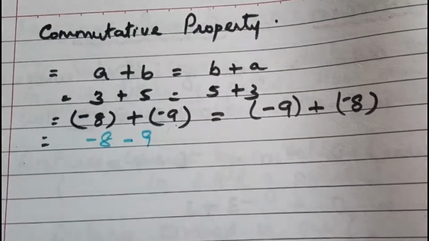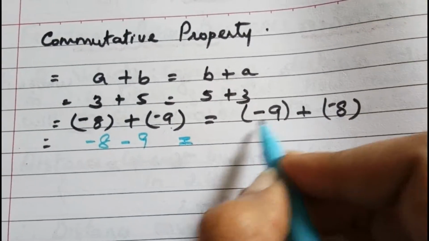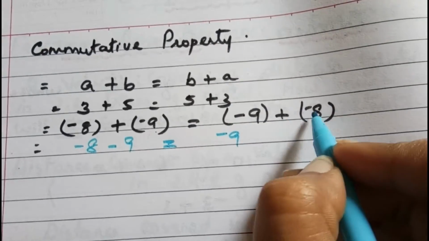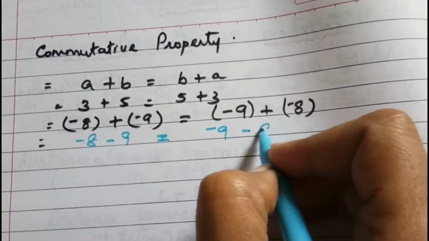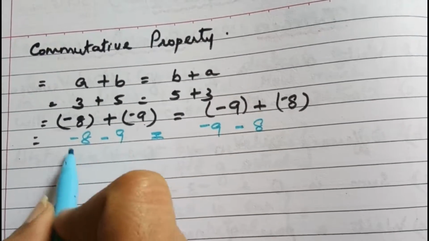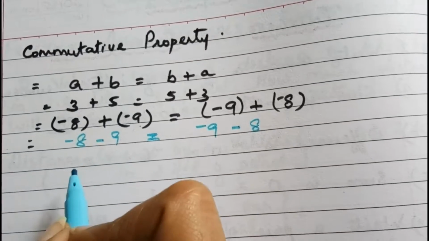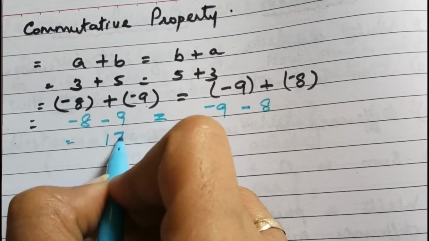So you'll get here minus 9, which is equal to what we wrote here, minus 9. 8 and 9 becomes, positive and negative becomes negative 8. So what will be the answer here? Minus 8 and minus 9. Since there are 2 negative integers, we need to add and put the minus sign. 9 plus 8 is 17.